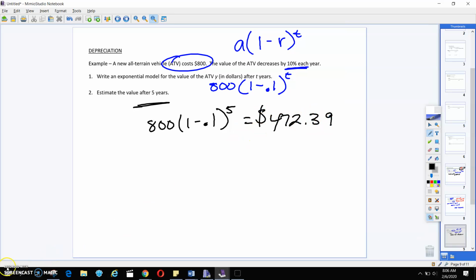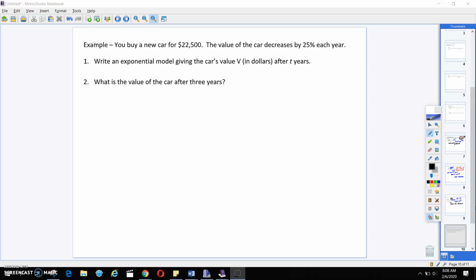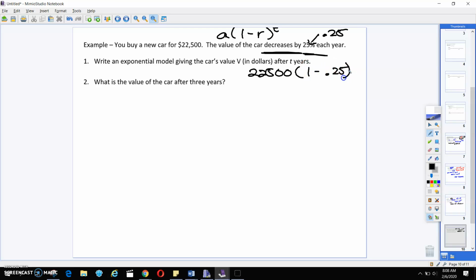Okay, so you buy a car for $22,500 and the value of the car decreases by 25%. So this is telling me that it's going to be decay. We also know that this rate is going to be 0.25, right? So when I write this, it's going to be 22,500 times 1 minus 0.25 raised to the t. Decay versus growth? Because it said decreases. Yep. What is the value of the car after 3 years?